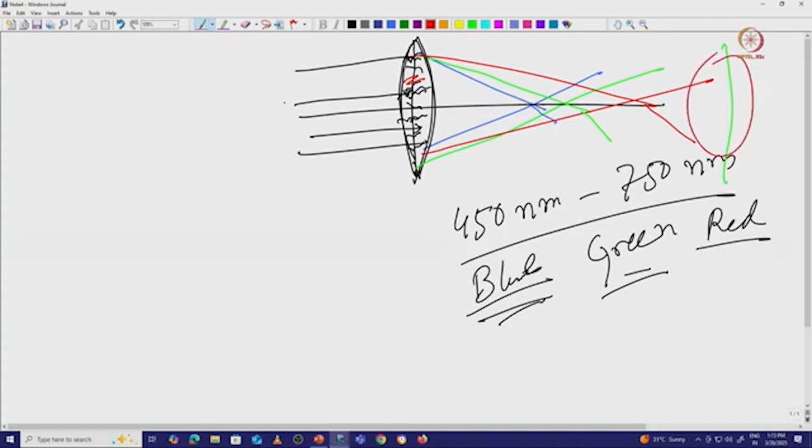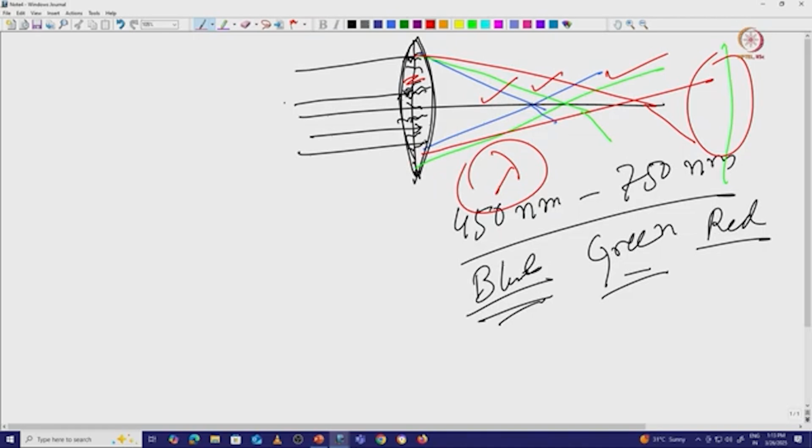A similar problem is possible when we are using the electron microscope. Here what is the major parameter? The major parameter is the wavelength. The lens is deflecting according to the wavelength. Blue has a different wavelength, green has a different wavelength, red has a different wavelength. All are coming and merging at different points and giving us different color images.